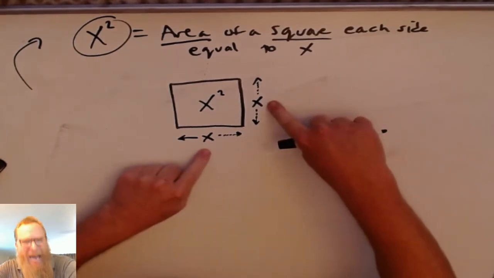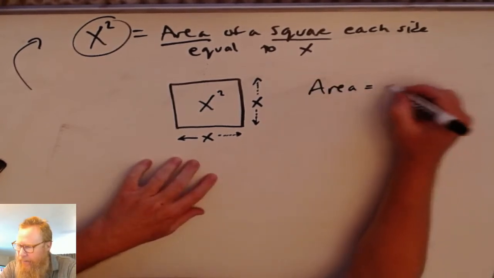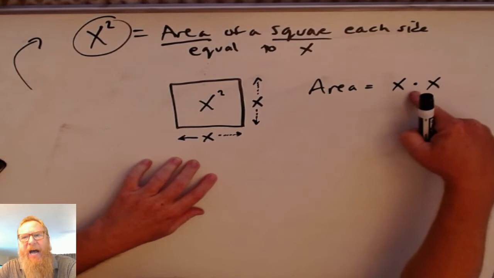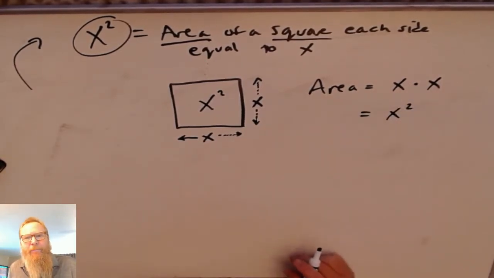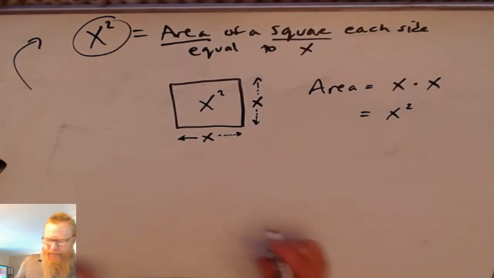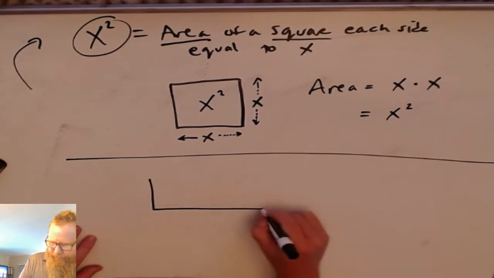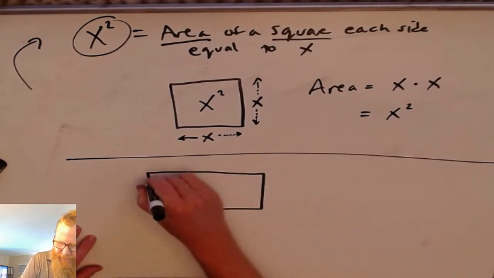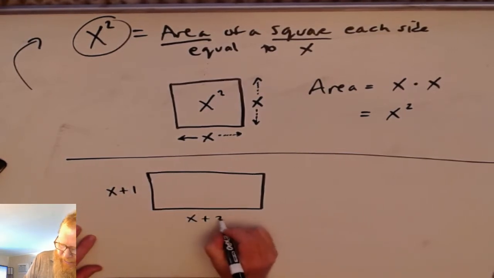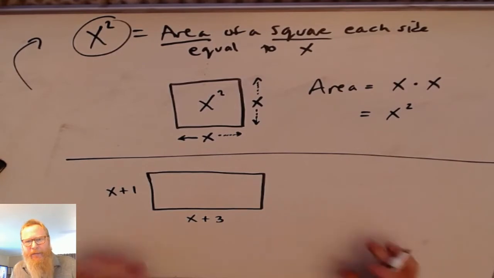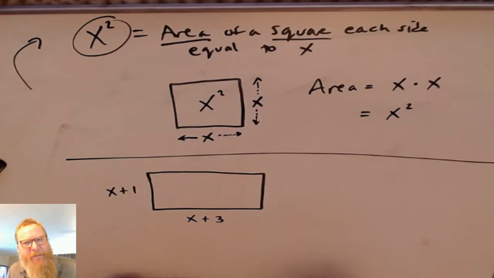Sometimes called x by x. Area is x by x, or x times x, which is x squared. And then for a rectangle, if you had something like this, where this side is x plus 1 and this side is x plus 3. Now again, a square is a special rectangle. A square is a rectangle in which the sides are the same.